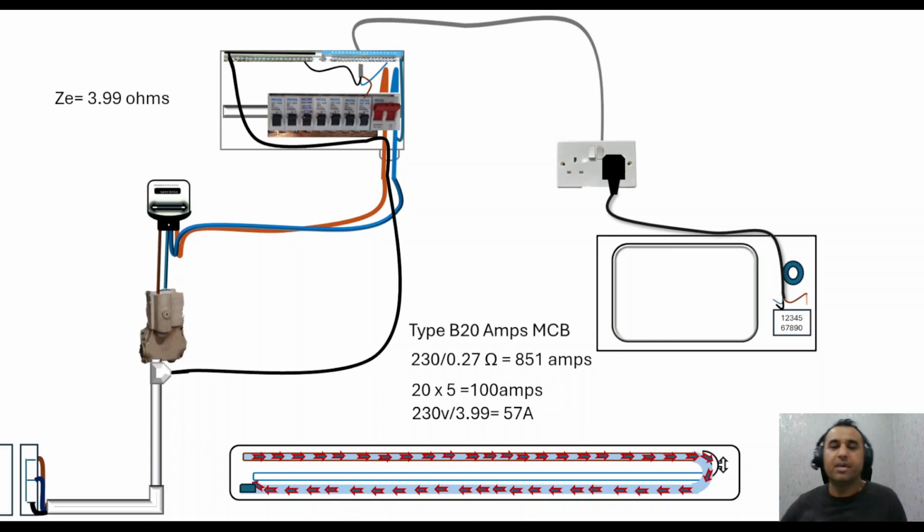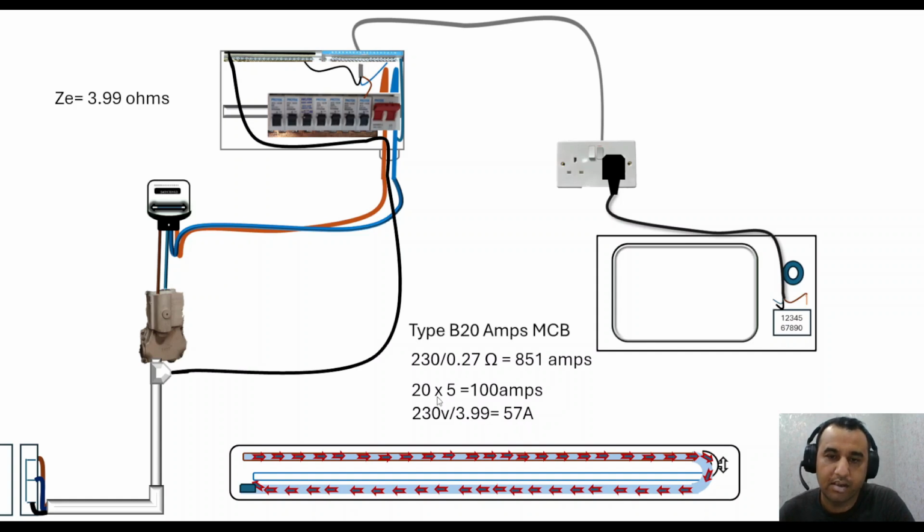Here we've got an issue now. Previously we had this ZS value of 0.21, now we've got 3.99. So this has probably deteriorated here, and it's not a very good connection. There could be any reason, rust around there, so we're getting a higher ZS value. In those circumstances, if we divide 230 volts by 3.99, we get 57 amps.